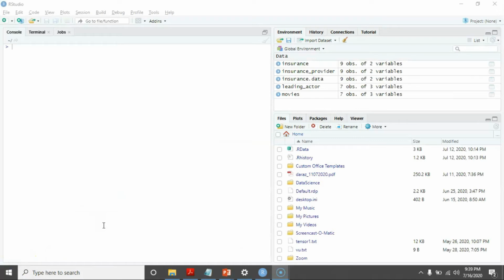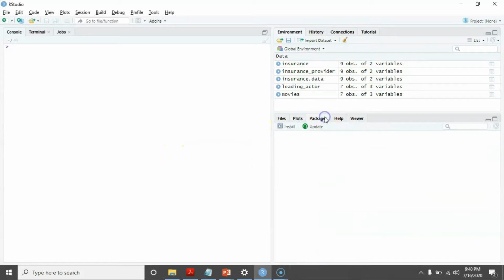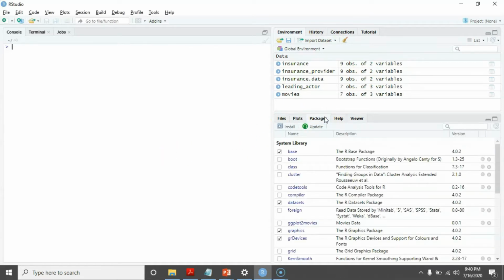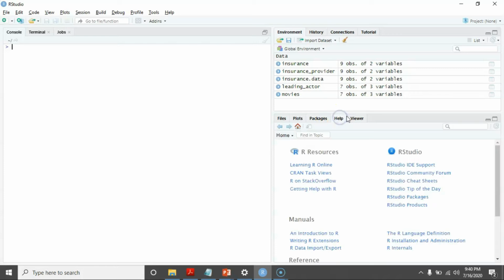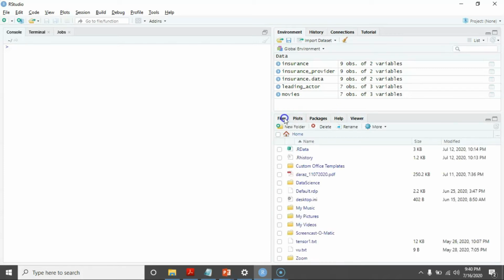Okay, so let's first move to RStudio. This is RStudio. Here we have environment, history, connection, tutorials, and here the files, plots and pictures, whatever you will be plotting, you can see over here. Then of course packages, whatever packages are installed; you can install any new package, or update any package, and then help and viewer. Okay, let's move to the files. Of course this is the console, and here I can write any command in R using R syntax.